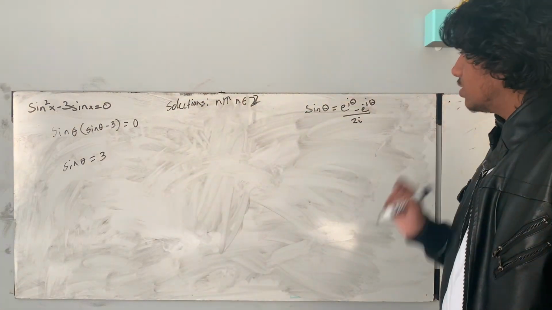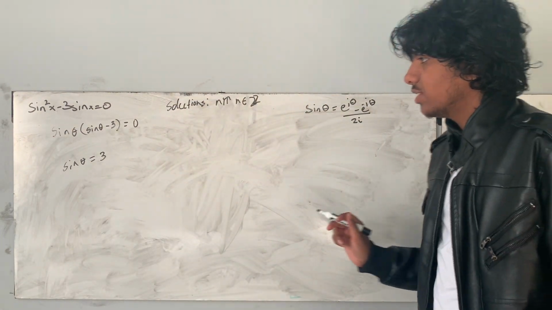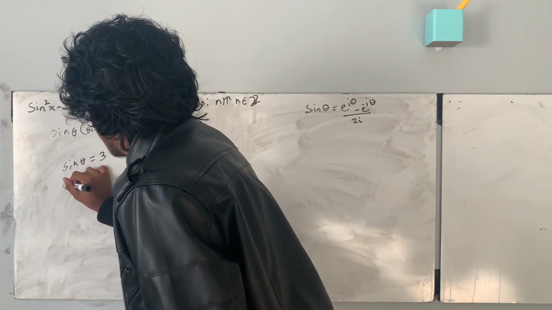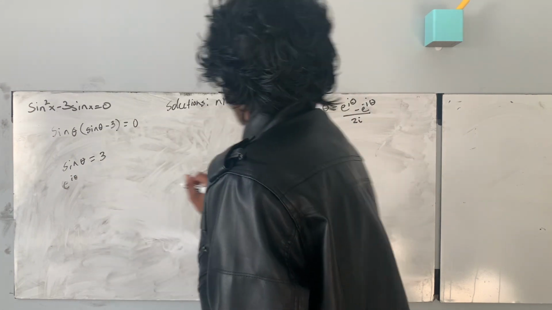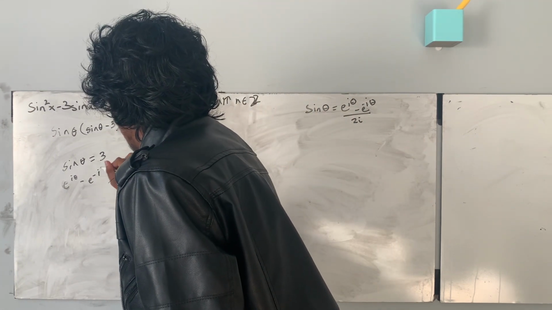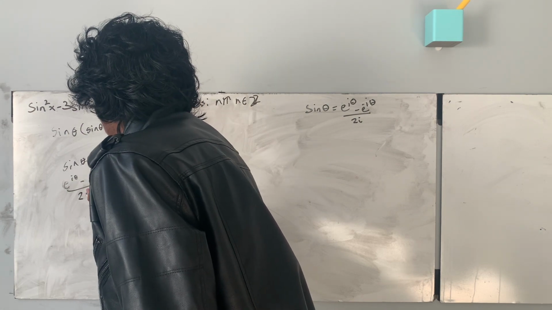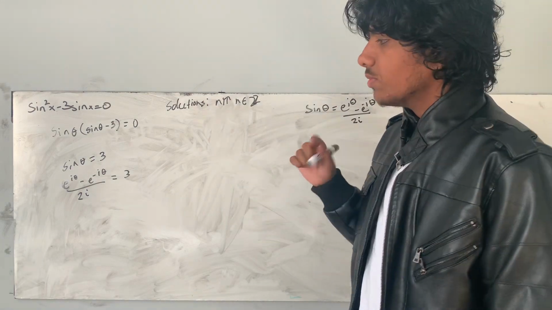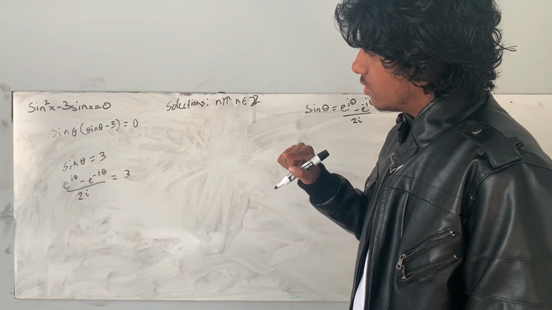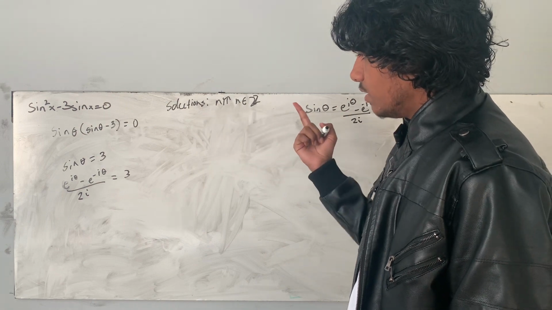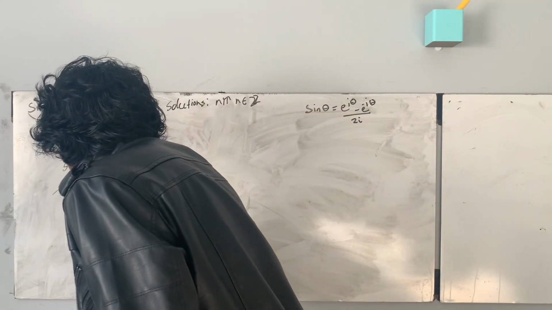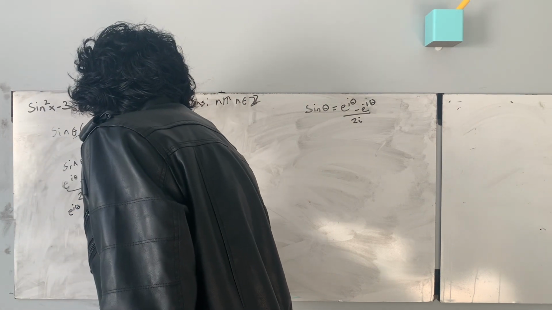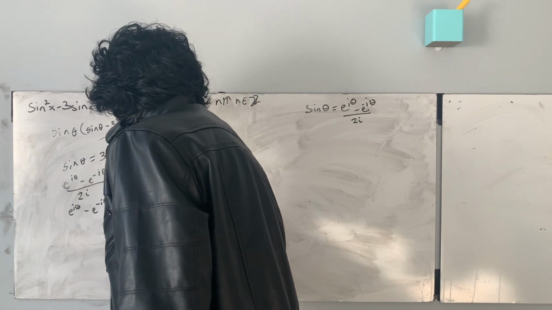So now let's use the complex definition for sine. Let me copy it down. e to the i theta minus e to the negative i theta over 2i has to equal 3. And we're looking for theta. So now we can multiply 2i on both sides. Let's do that. e to the i theta minus e to the negative i theta has to equal 6i.